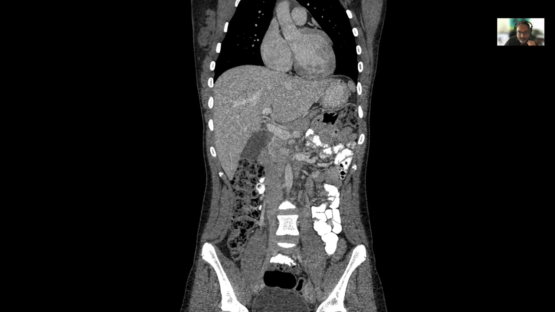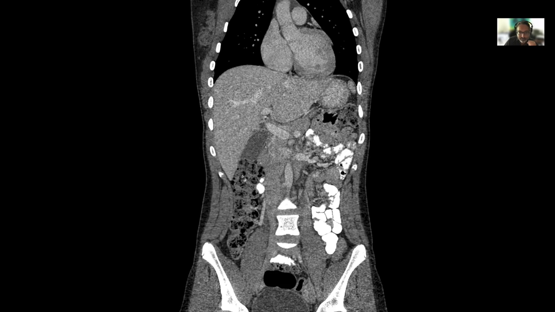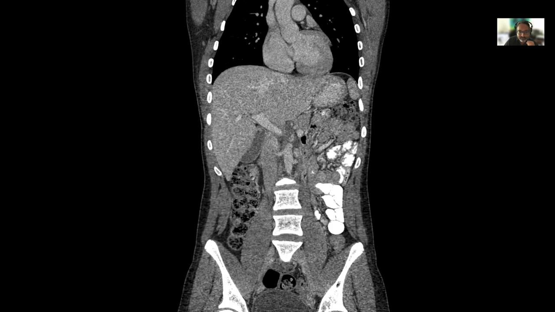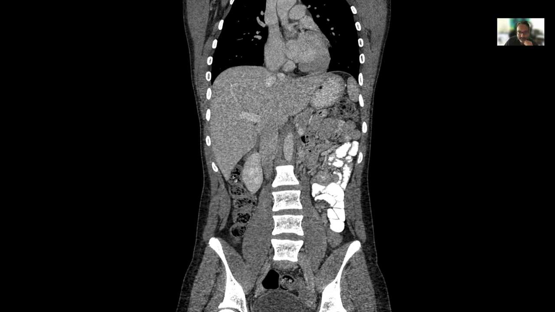So if I go deeper, you can see the ascending colon very clearly here. So ascending colon and the hepatic flexure. Okay. Now, if I go deeper, that is still the ascending colon. That is the hepatic flexure. You can't see the descending colon yet, but if I go deeper, you'll find the descending colon. That's still the ascending colon. That's the hepatic flexure. That's the kidneys now.